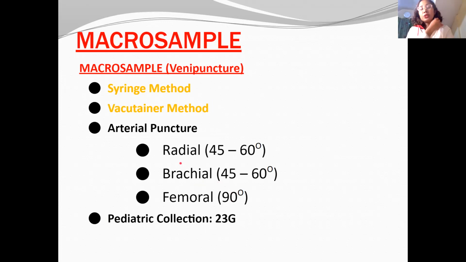Ito, pag arterial puncture, what you puncture are the pulse sites. So pulse sites in the radial area, in the brachial area, and the femoral sa singit. So the angle of extraction is quite high, 45 to 60. Unlike your syringe method, Vacutainer method, mga 15 degrees lang. And femoral talaga, straight. Papasok. Yan, kasi ang lalim talaga ng femoral artery. Yan. So, I tried extracting in the femoral artery.